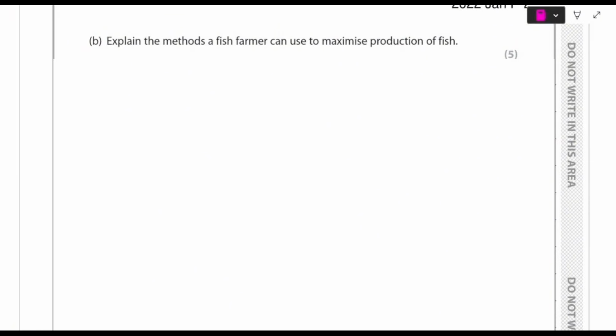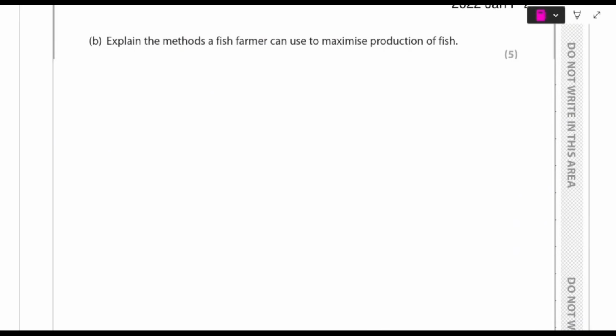Then we have to clean the water regularly because they do produce waste, which can accumulate and contaminate the water, and contamination of the water can cause diseases. So the next point would be to vaccinate or to treat the diseased fishes or give them some antibiotics to prevent any diseases that may spread and kill all of the fishes.